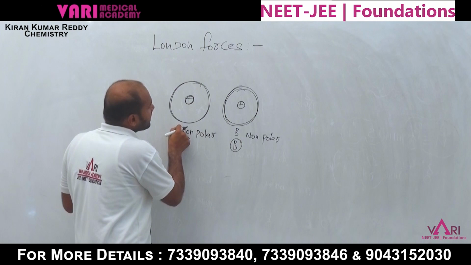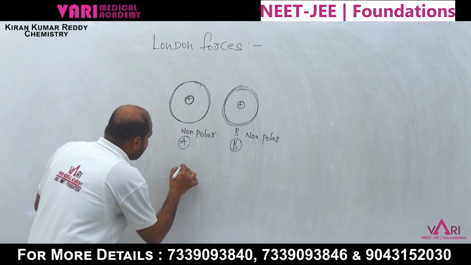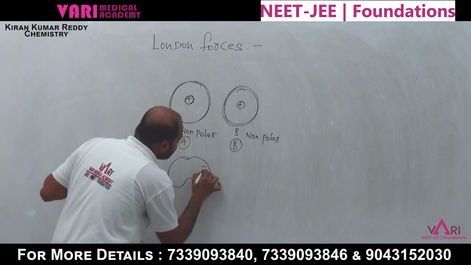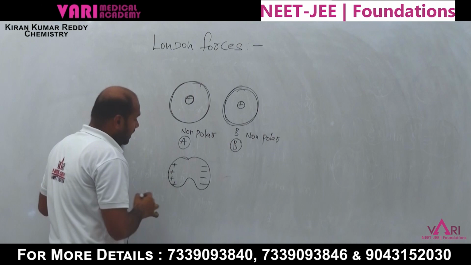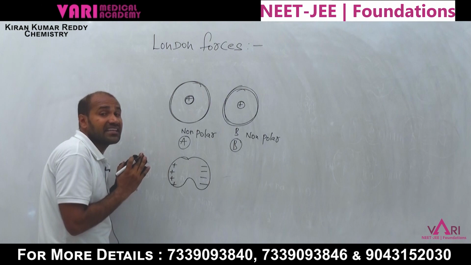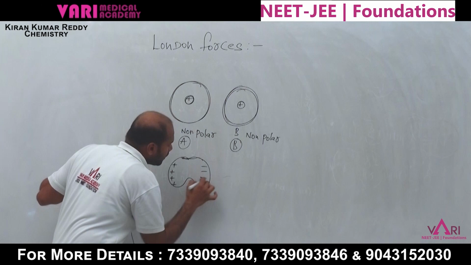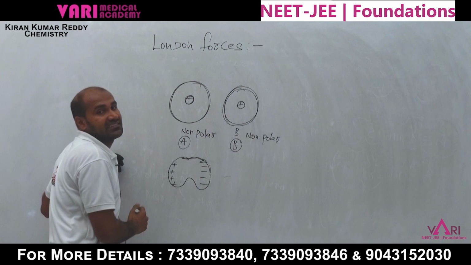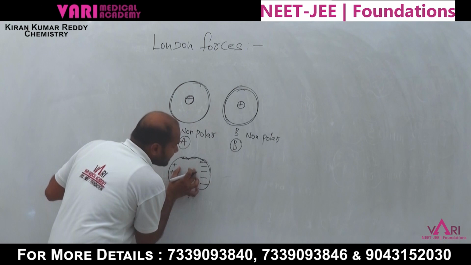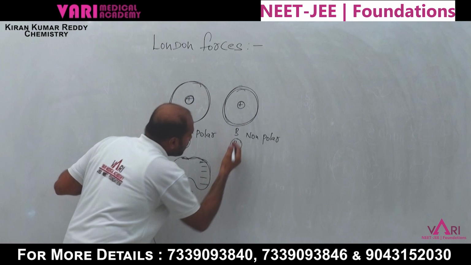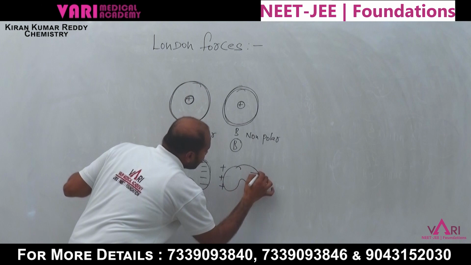At one particular instant, A atom acts as a dipole. Creating a dipole means that the symmetry of A atom is disturbed. One side is negative charge, one side is positive charge. Because at one particular instant A atom behaves as a dipole, one side has more electron density, one side has less electron density. Now, B atom is already there. This dipole is inducing, creating charges on B atom also. Now B atom also has charges: here is plus, plus, plus, here is minus, minus, minus.